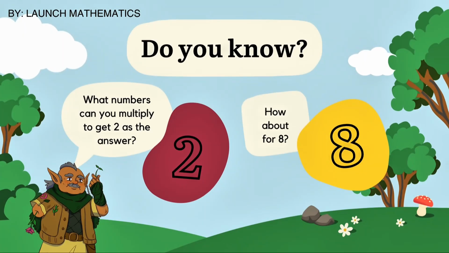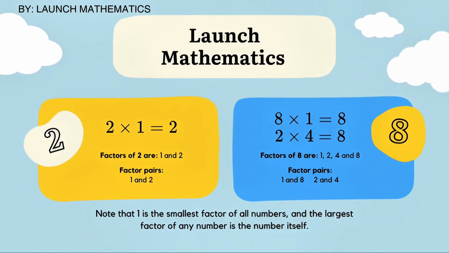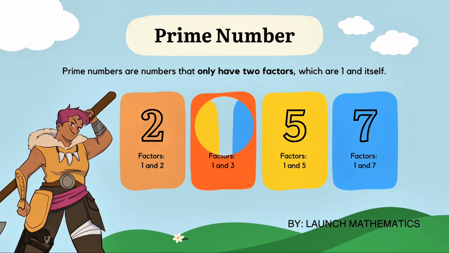Do you know what numbers can you multiply to get 2 as the answer? It means that two numbers or three numbers which can be multiplied to get answer 2. Or how about for 8? Let's find the answer. So factors of 2 are 1 and 2. Factor pairs of 2 are 1 and 2. On the other hand, factors of 8 are 1, 2, 4 and 8. So factor pairs are 1 and 8, 2 and 4. So note that 1 is the smallest factor of all numbers and the largest factor of any number is the number itself.